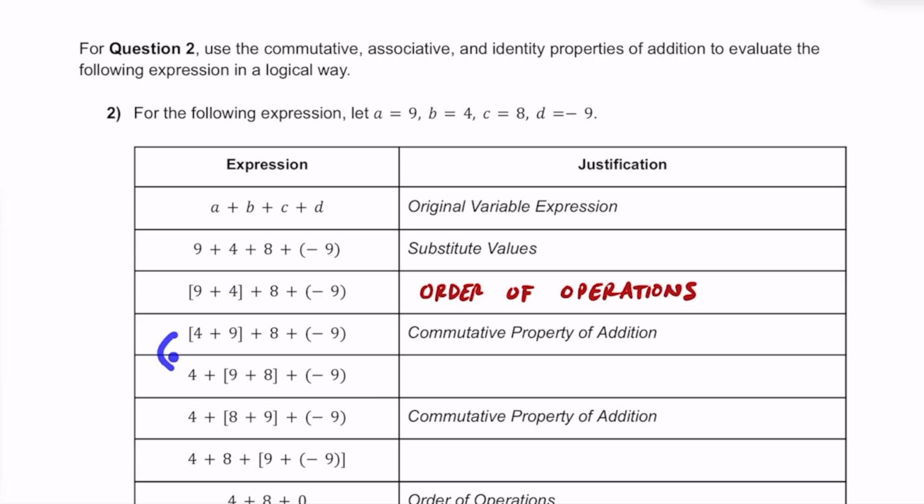Now going from this line to this line, the only thing that looks different is that the grouping changed from 4 plus 9 to 9 plus 8. So the parentheses moved. Whenever the parentheses move, that's going to be the associative property. Associative property.